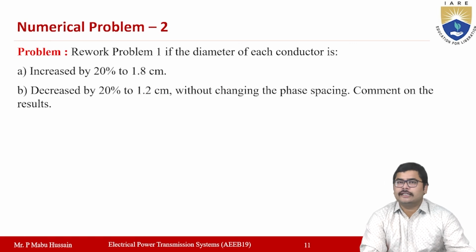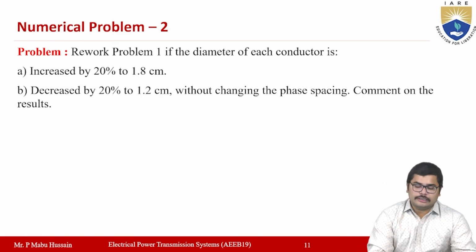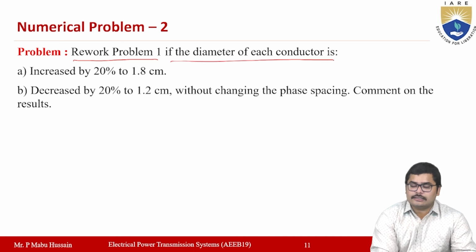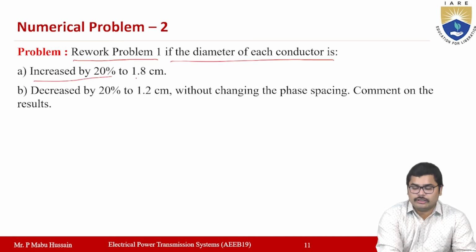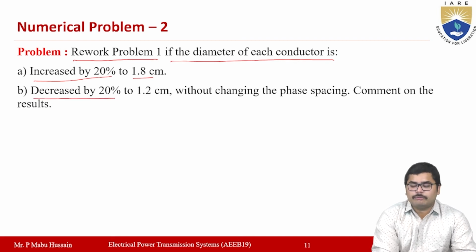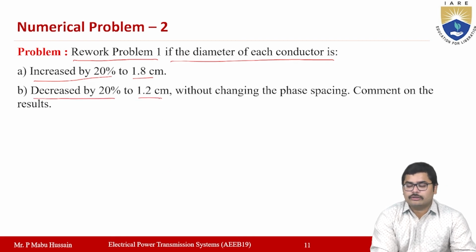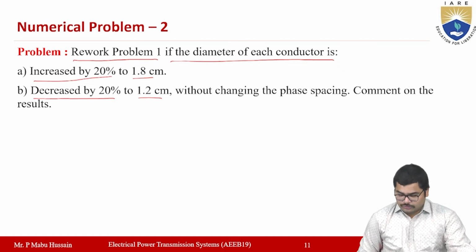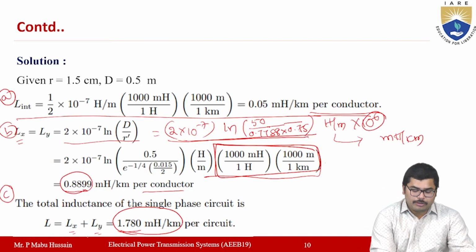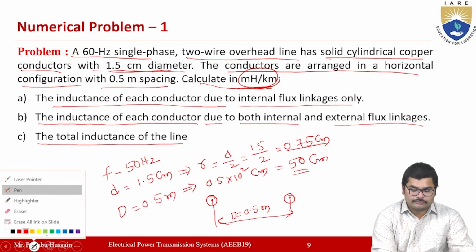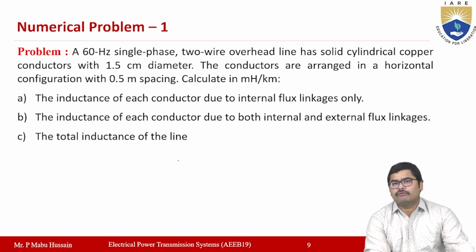Okay, so let us see another problem. In this problem you have to rework problem 1 if the diameter of each conductor is increased by 20%, which is 1.8 centimeter, or decreased by 20% to 1.2 centimeter, without changing the phase spacing. You have to consider the same problem which is given in problem 1. The description of problem 1 will be the same.